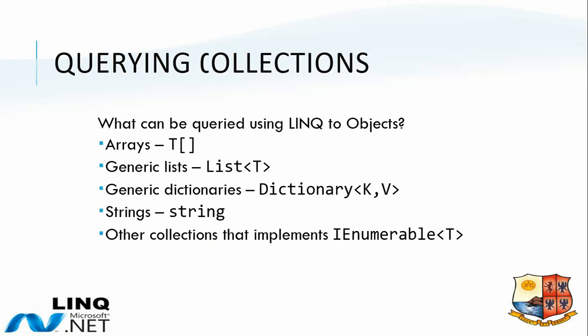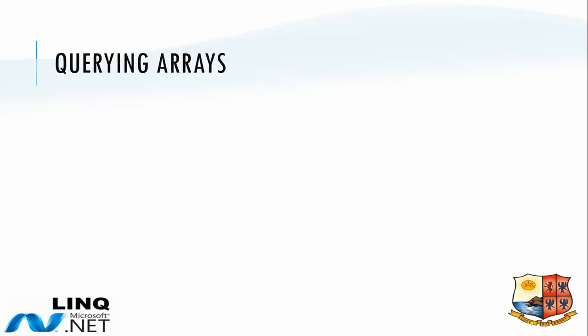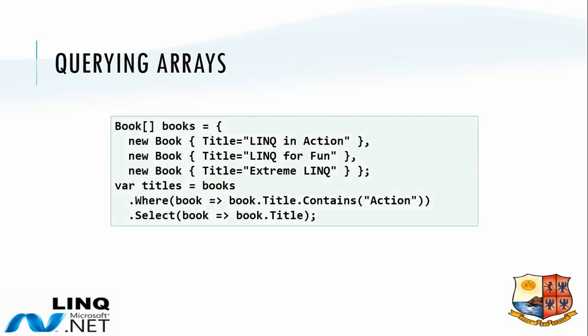Example, what and all can you use this query against? Arrays, lists, generic dictionary like key value pair, okay, string, because string is also a collection, and other collections that implement IEnumerable. Okay, how do I query an array? Very simple. Okay, please note, look at this.